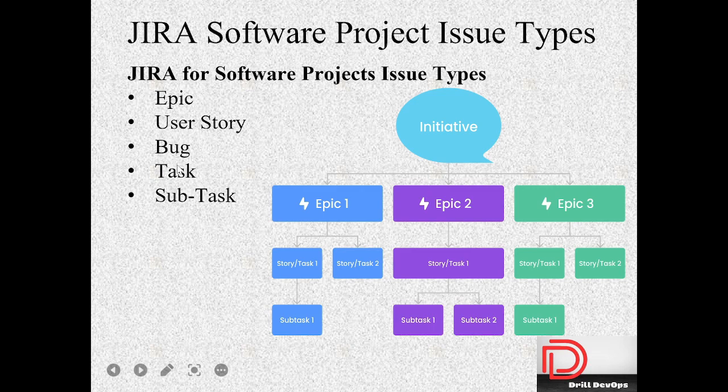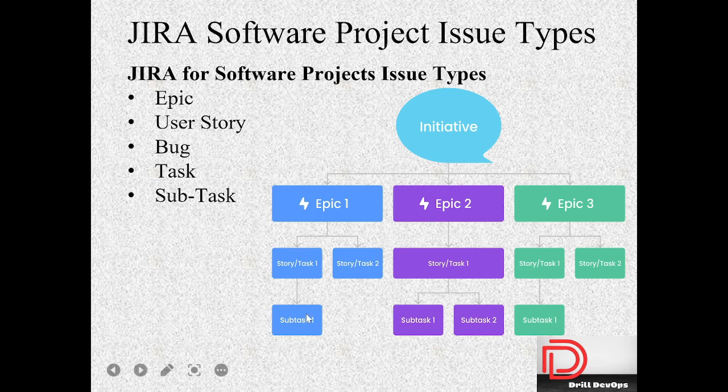So coming to bug, a bug tracks the defects or issues found during testing or production. Let's suppose you want to develop one UI in the first epic, and developers created user stories for individual tasks. If there are multiple pages in your UI, let's suppose they have created two user stories for developing that. Under that they have created a task, and under the task a subtask. They have completed the subtasks, the task, and the user stories, and they send it to QA for testing.